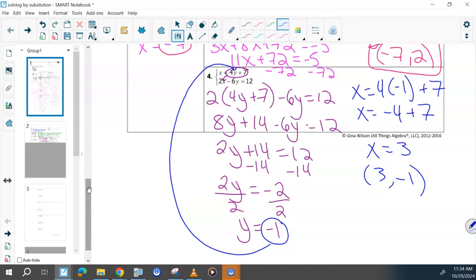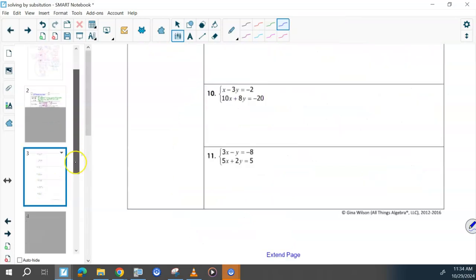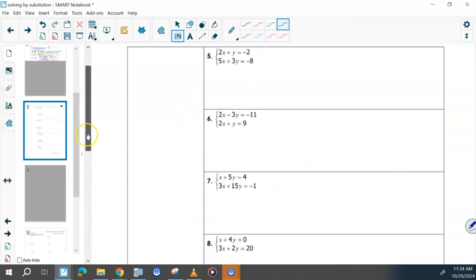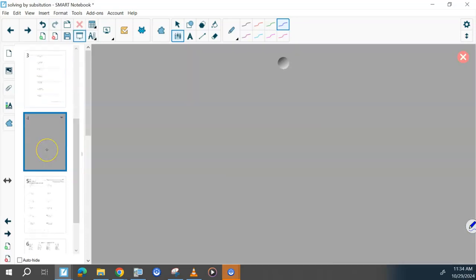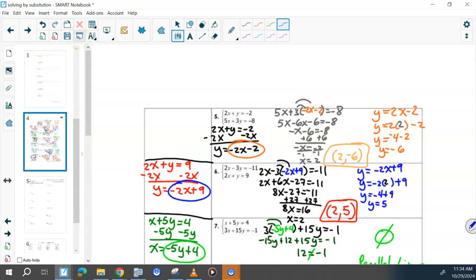Trying to think which one should be the best. And then we're going to do 5, and then let's go to 3, 7.